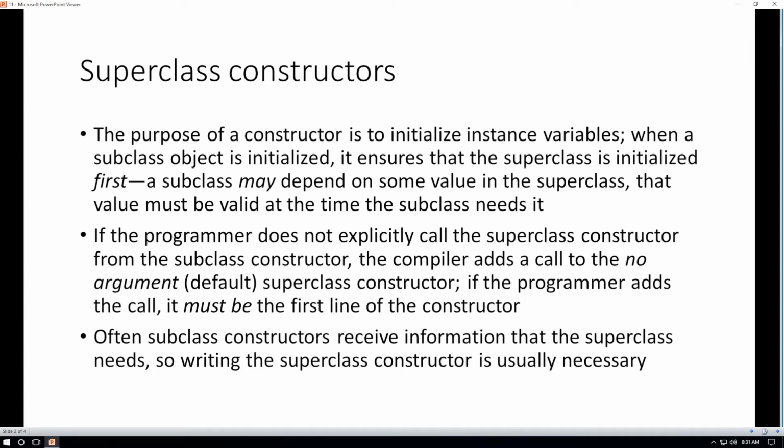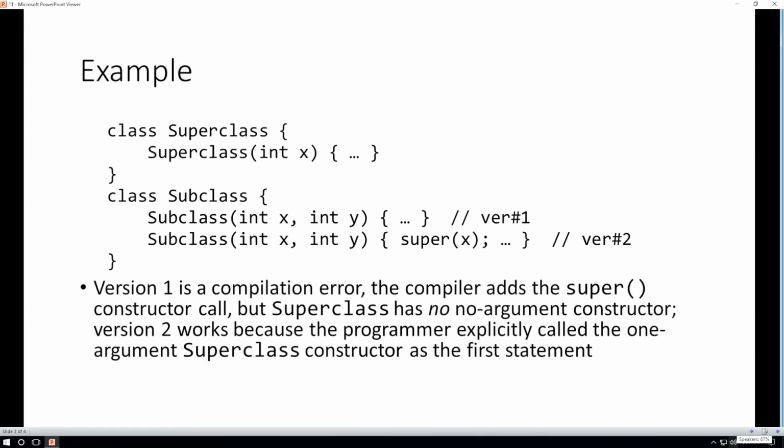If the superclass needs to have a non-default constructor called, the programmer must add, as the first line in the subclass constructor, a call to that superclass constructor with parameters. Here's an example. We have the superclass with a single constructor that takes one parameter, and the subclass with two versions of constructor. Now, version 1 and version 2 can't technically be in the class definition because they have the exact same signature. These are just examples.